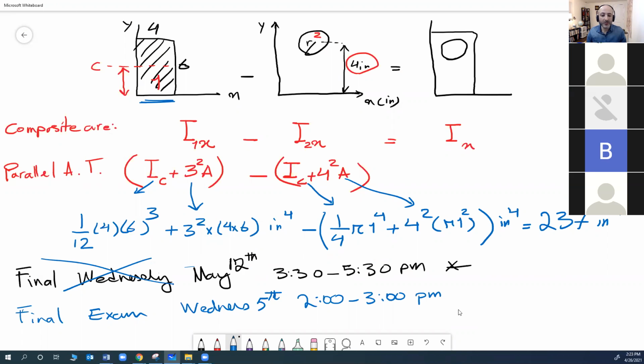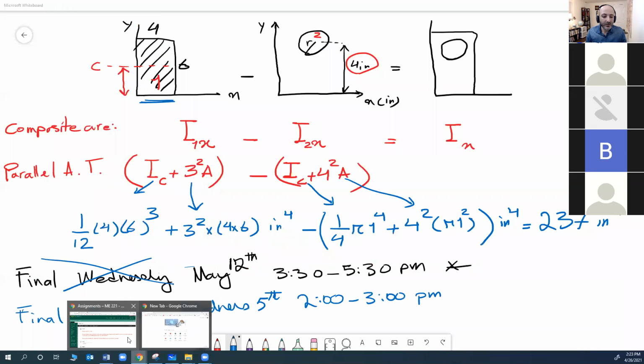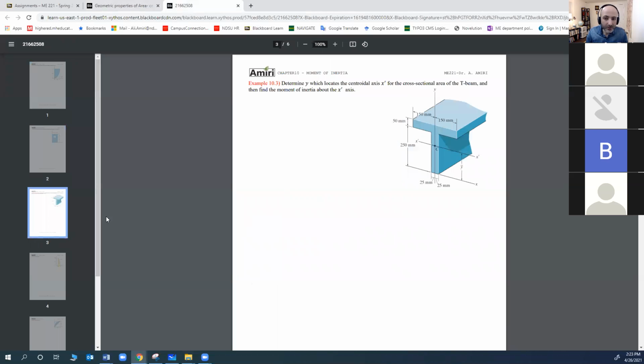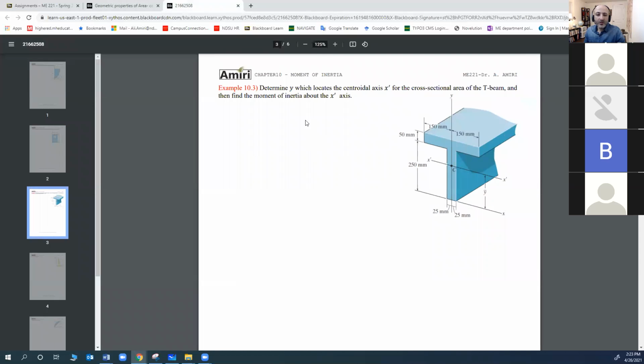Okay, let's do another one that is also a composite area. Let's do number 3. This one says to look at the centroid at x prime, the cross-section area of a T beam, and then find the moment of inertia about the x prime.